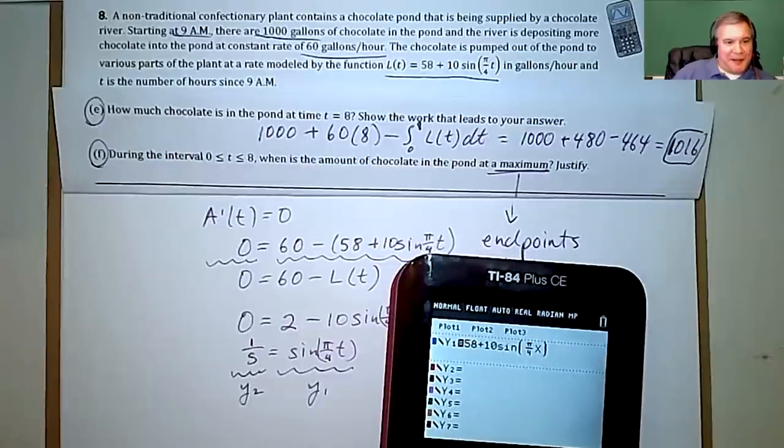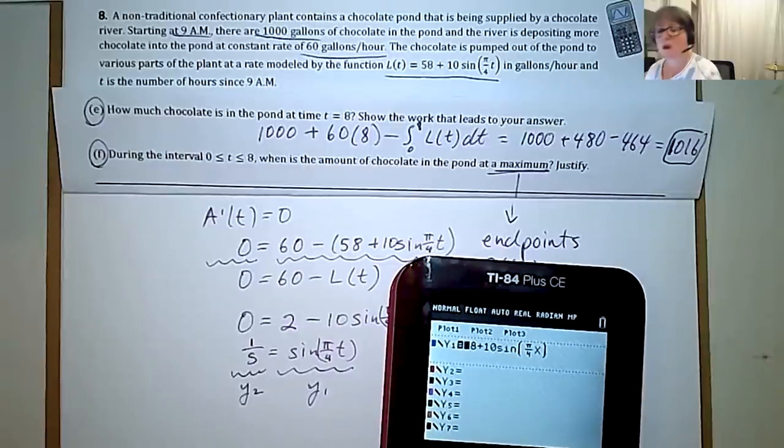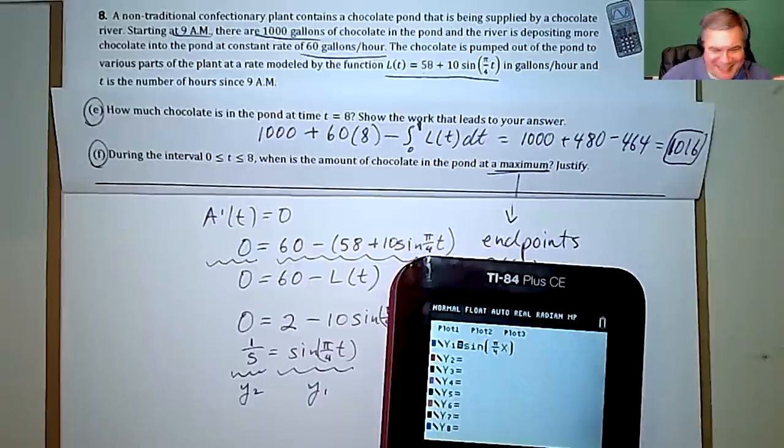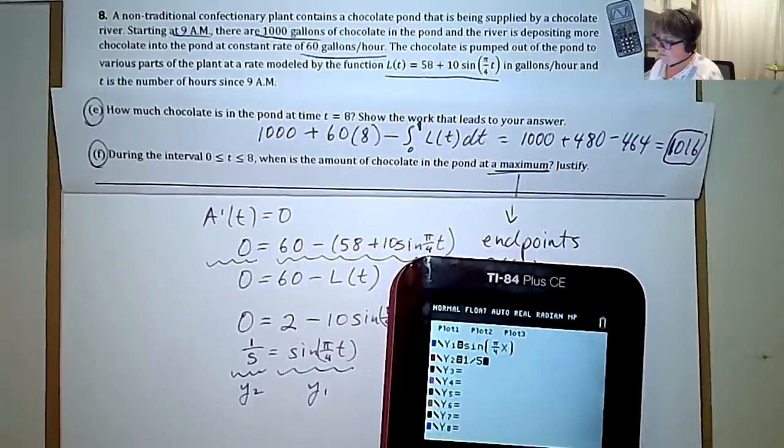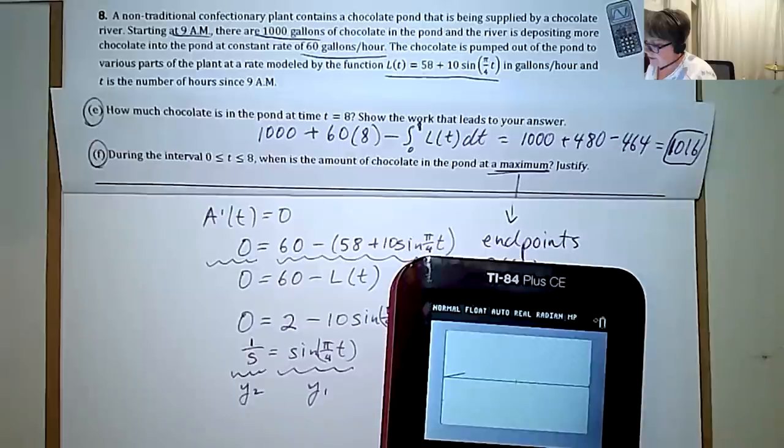I did 60 in L of T. Okay. Yep. So that's what, but then you have to change your window and stuff like that. Oh, look at that. But I don't have to divide 2 by 10. So 1/5. And I don't know what my window's like right now. Let's just take a look at the graph and see what we see.